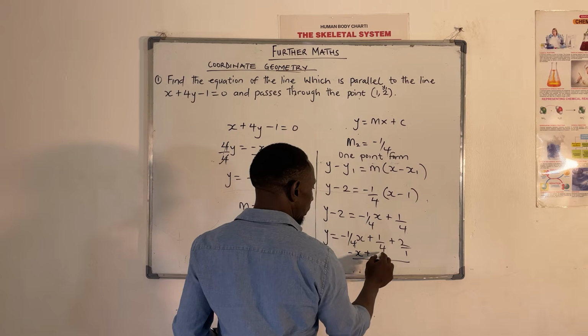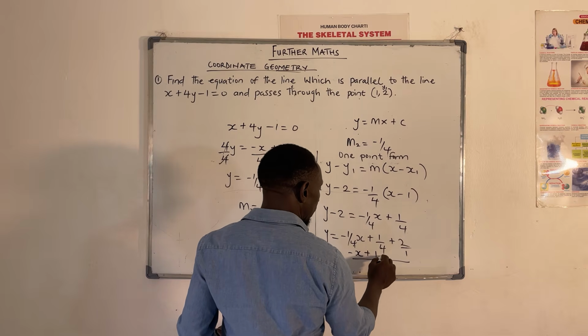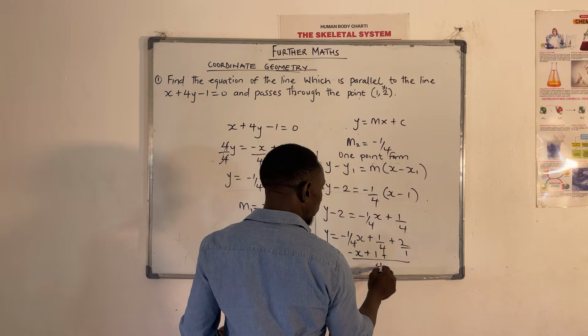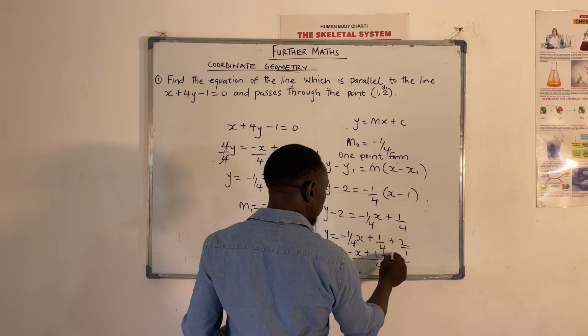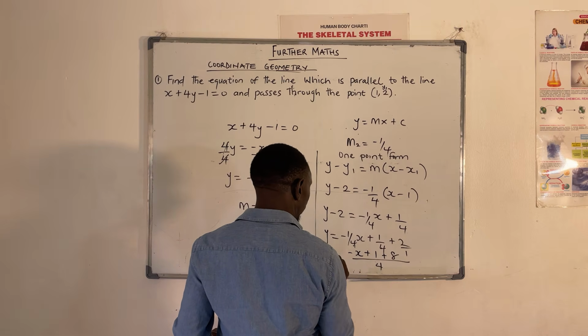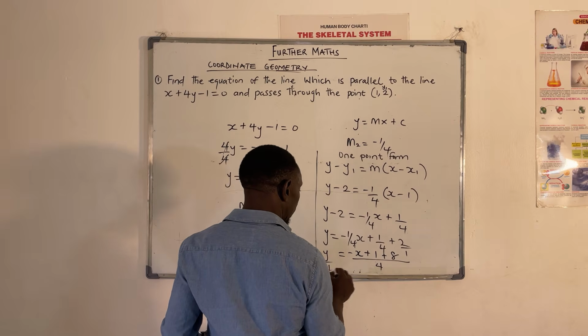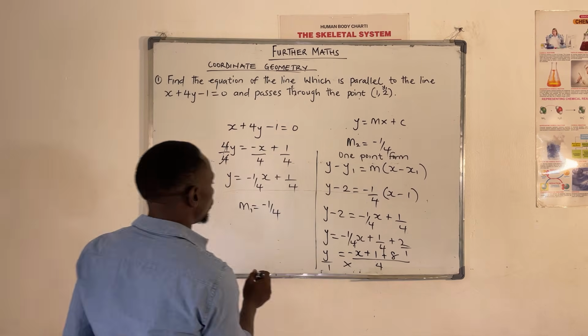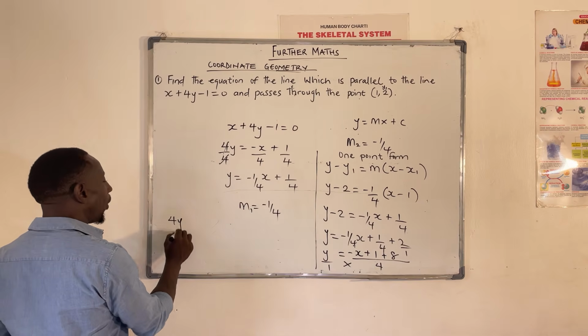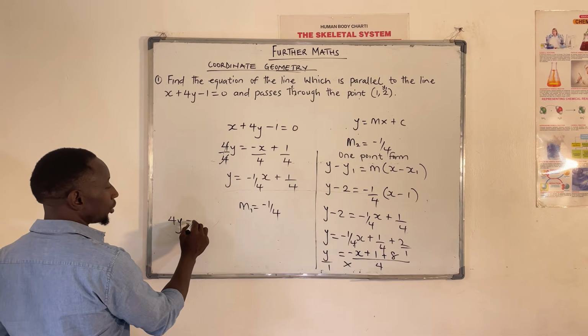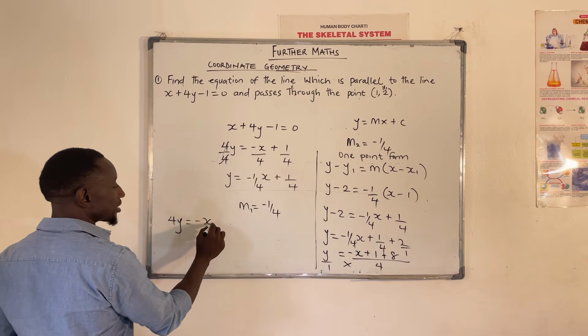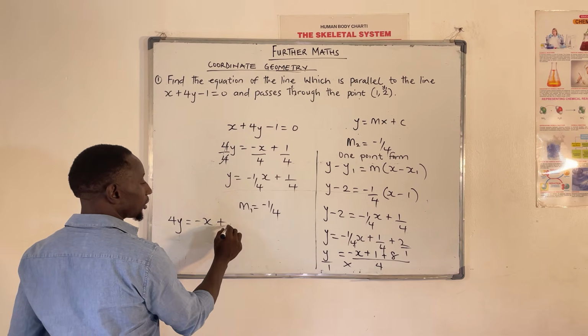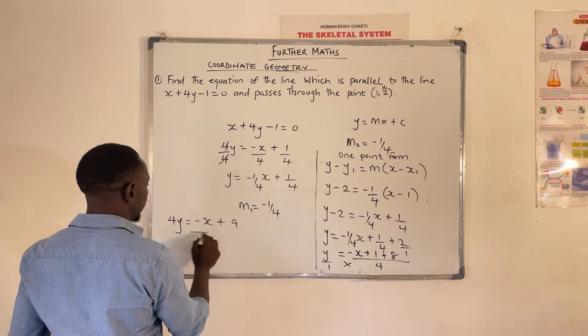Then plus, 4 in 4 is 1, 1 times 1 is 1. Then plus, 1 in 4 is 4, and 4 times 2 will give you 8. So you now have this equal to y. When you cross multiply here, you will now have 4y is equal to minus x plus 9.